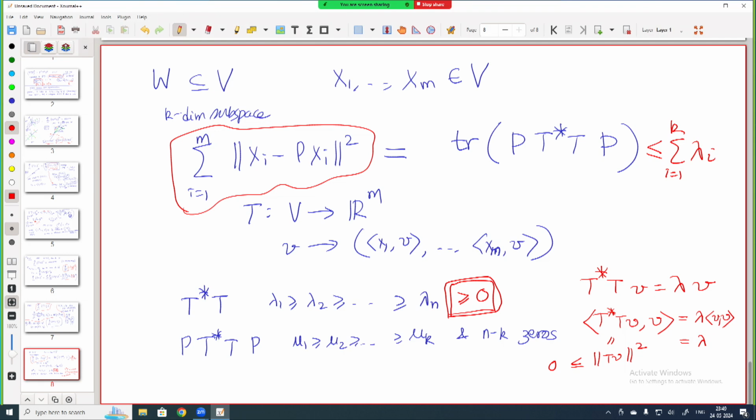But now the question is, can you figure out how to make equality happen in this? How can we choose our k dimensional subspace so that equality happens? You just choose the eigenvectors corresponding to the first k eigenvalues. So if you choose exactly those eigenvectors, then what will happen? Why will you get exactly the sum?